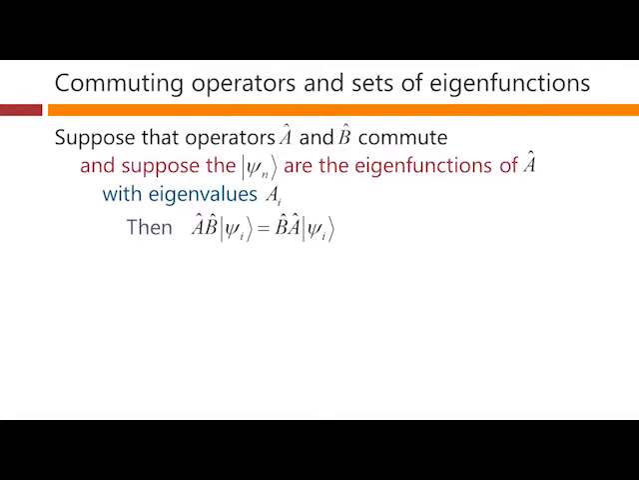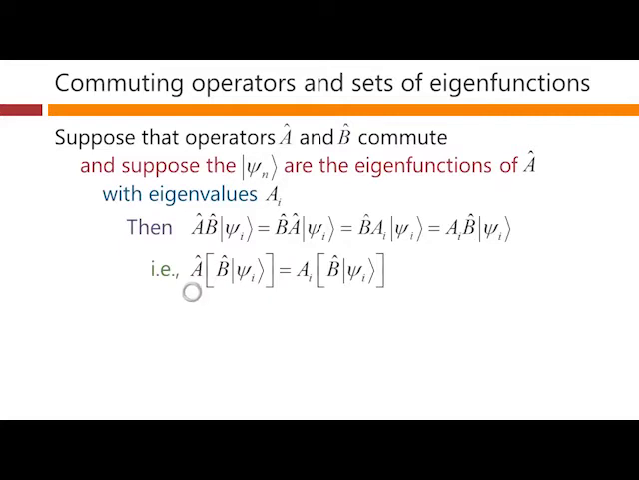Then, because these operators commute, A after B operating on psi I should be the same thing as B after A operating on this same psi I. And of course we know what A operating on psi I gives us by definition, because the ai are the eigenvalues of the operator A, then A operating on psi I gives us ai times psi I. And of course this is just a number, so we can move it around. It commutes with everything. So that means this is all equal to the number ai times the operator acting on psi I.